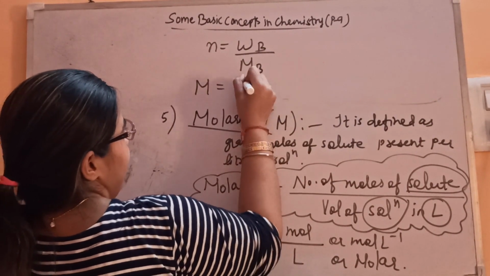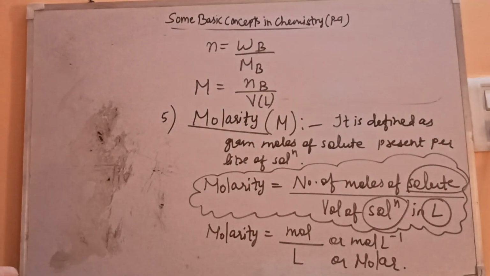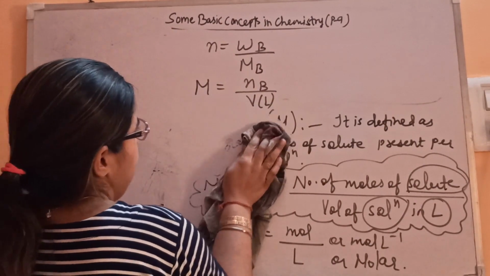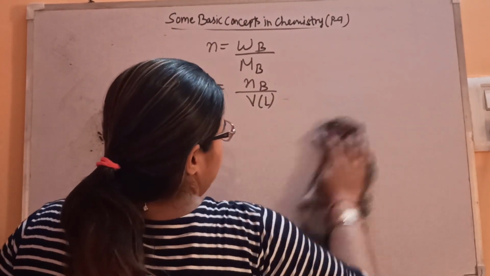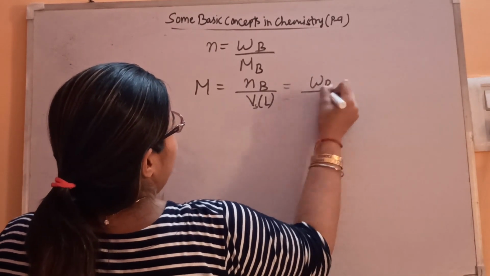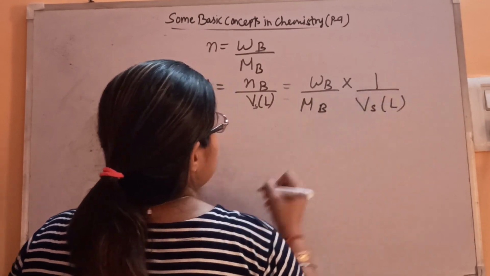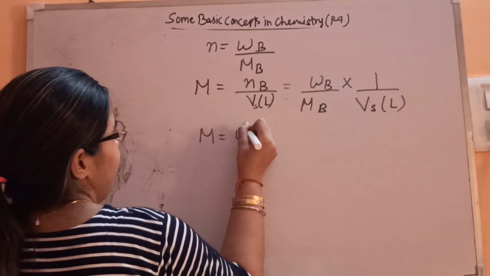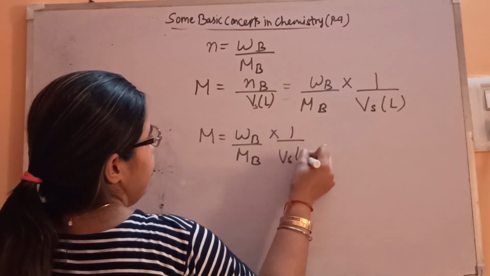Now let's modify. Molarity is equal to, substitute the value of number of moles, WB. First write here, NB divided by volume in liters. Here mention volume of solution. Now substitute the value WB by MB into 1 by VS in liters. So this is molarity. WB by MB into VS in liters.